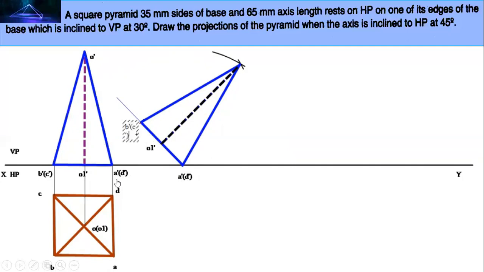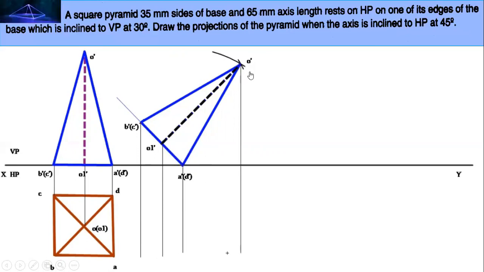So you are writing the same naming even for the second position. You have tilted the base to 90 minus whatever the inclination with respect to HP. So 90 minus 45 will be, this angle will be 45 degree. Now project everything onto top view. Project the top view also.